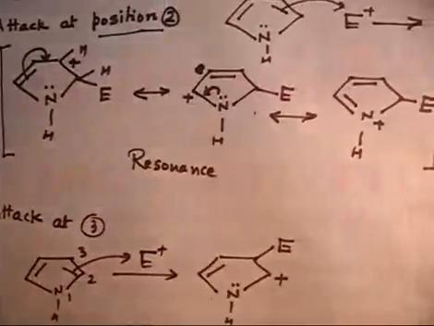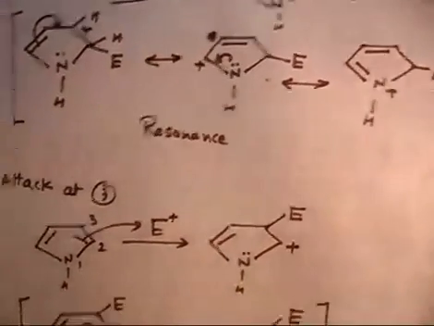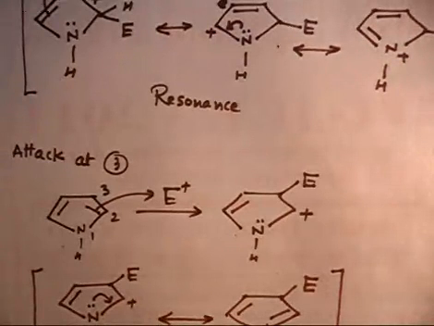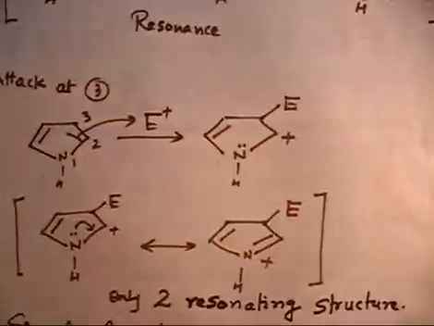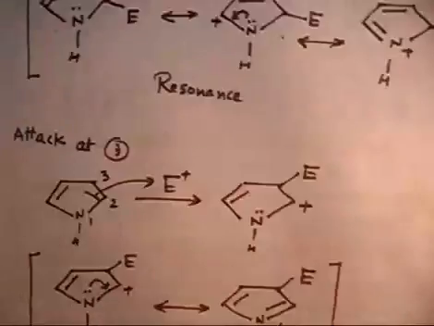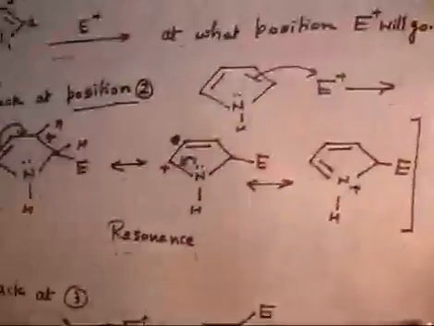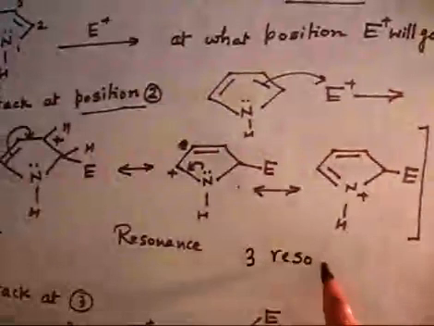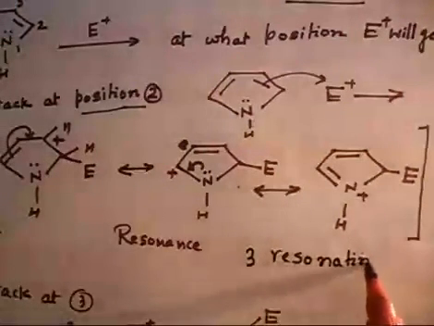And everybody knows resonating structures make the molecule stable, or make the intermediate stable. The more resonating structures you have, the more the stability. Because if you have more resonating structures, the charge gets diffused, and when charge gets diffused, the molecule becomes more stable. So only 2 resonating structures in this case. Now if you see here, there are 3 resonating structures. Let me write the 3 resonating structures.